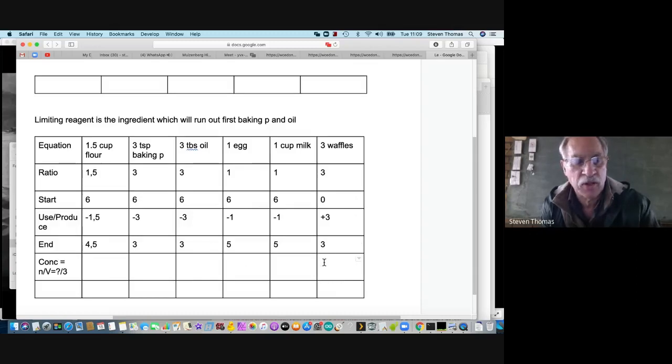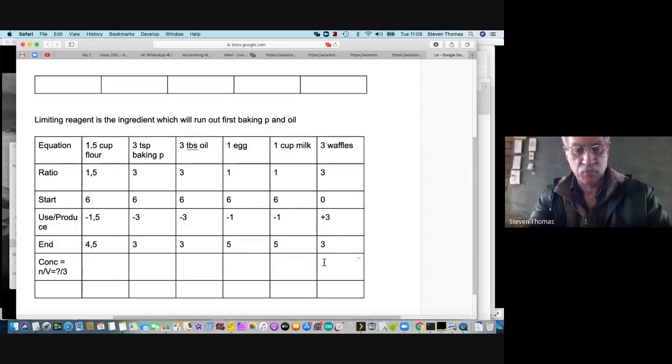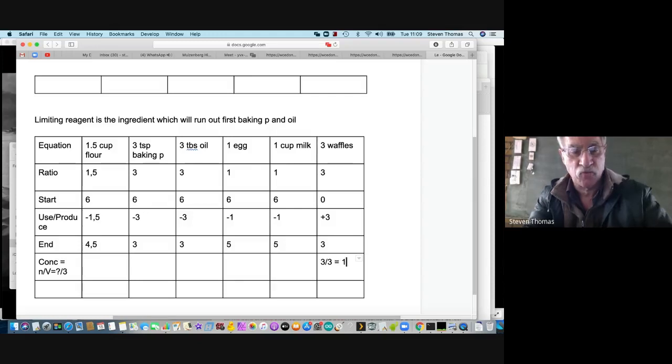So anyone know what the concentration of waffles per person is going to be? I'll explain that again. The volume is, Matthew said, 3. Yeah, there we go. So it's going to be 3 waffles divided by 3 people, which gives me a concentration of waffles of 1.